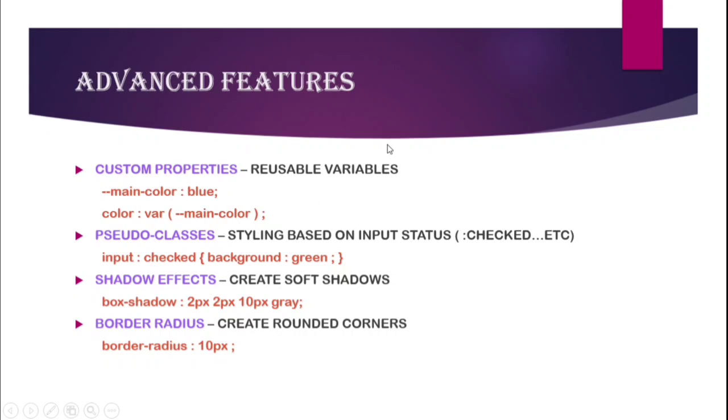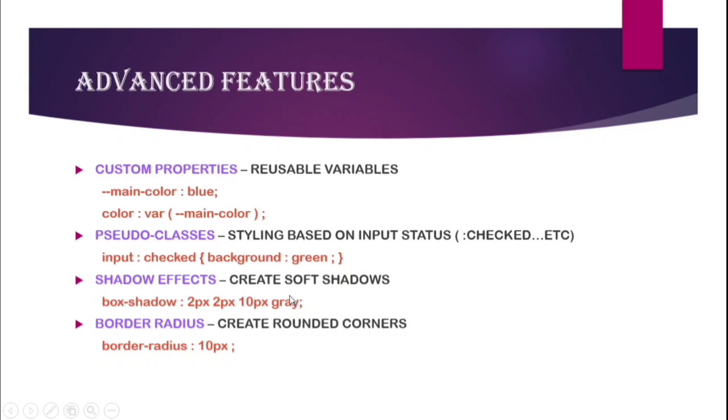Then we have shadow effect. It will create a very professional look to a website. So shadow effects are very important. You can create soft shadow effects by using box shadow, 2 pixel, 2 pixel, 10 pixel, and gray. You can also mention the colors; if you want to add the shadow effect, you can add any colors that you want.